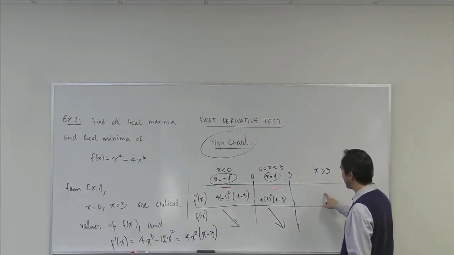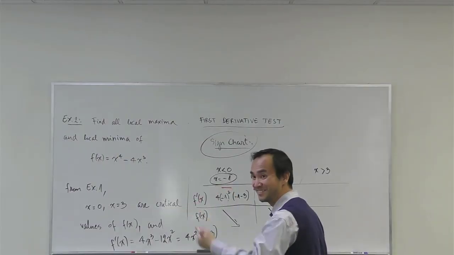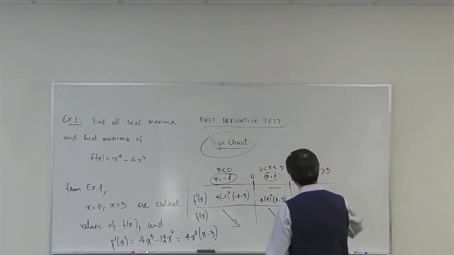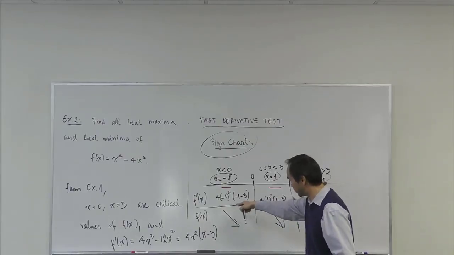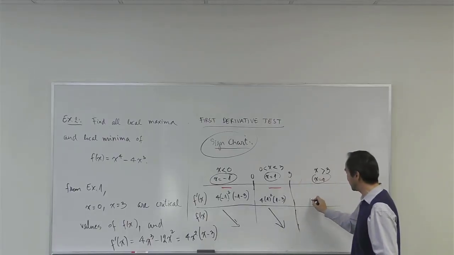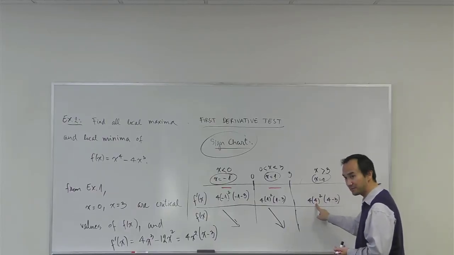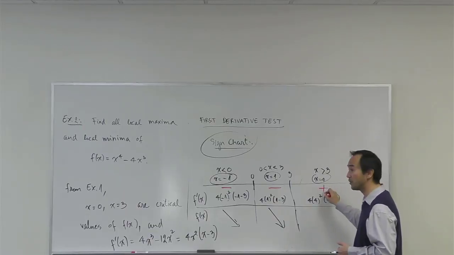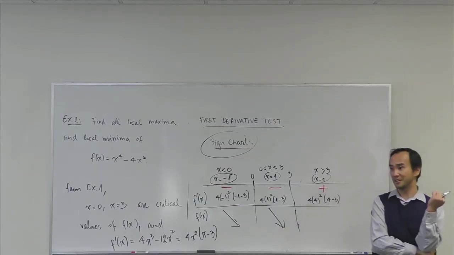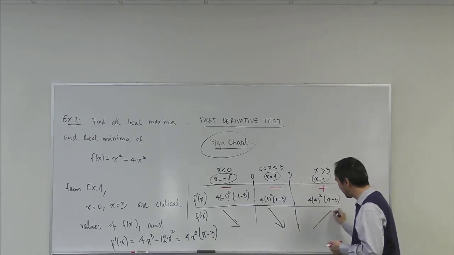And now this last interval over here, pick a test point. 4 or 5, anything greater than 3. x equals 4. Substituting that into your derivative, the factor form is the more preferred one. So 4 times 4 squared times 4 minus 3. This time we got positive times positive times a positive. Your overall sign of the derivative in this interval is a positive sign. So that means the function will be increasing in this interval.